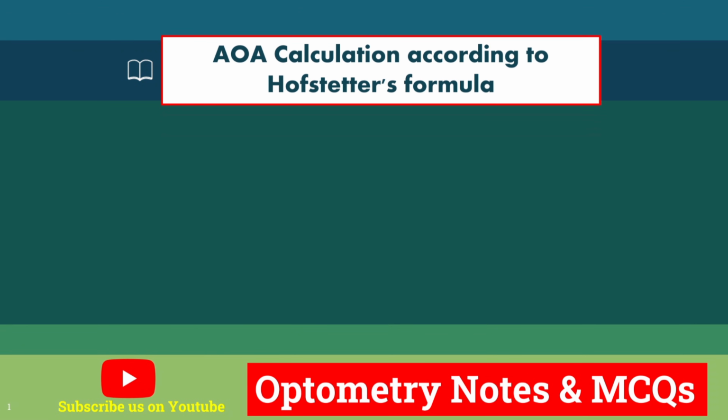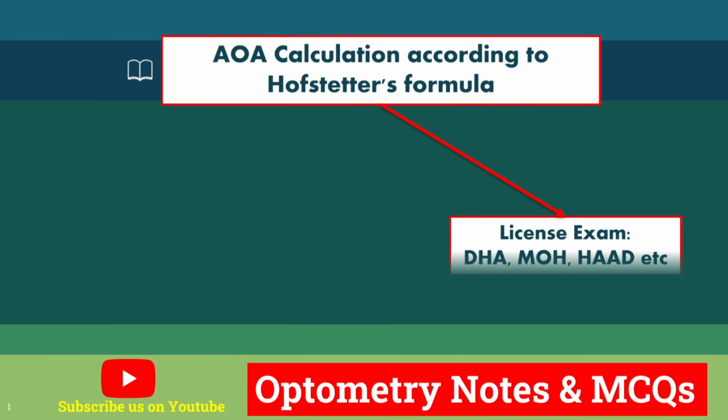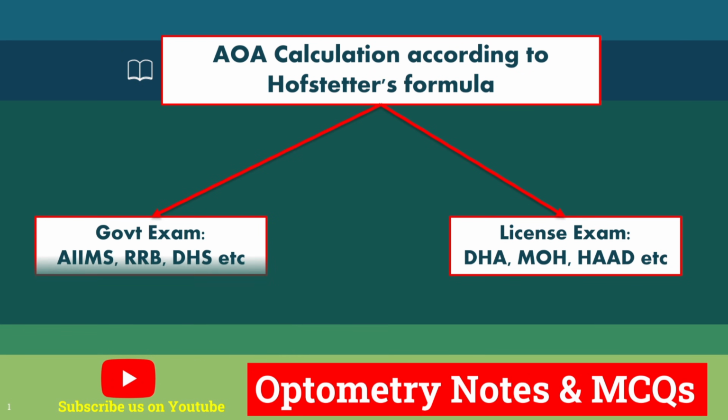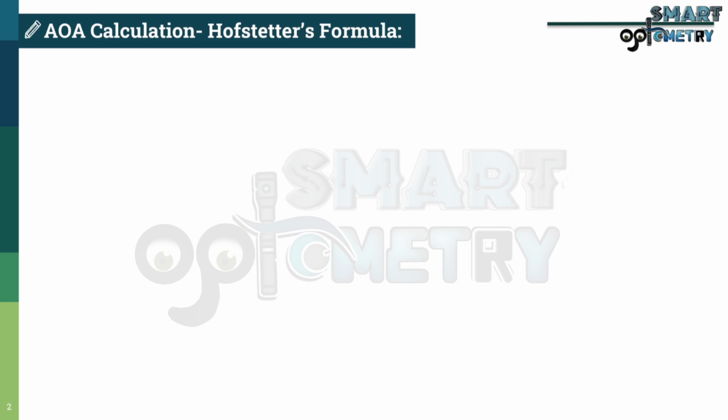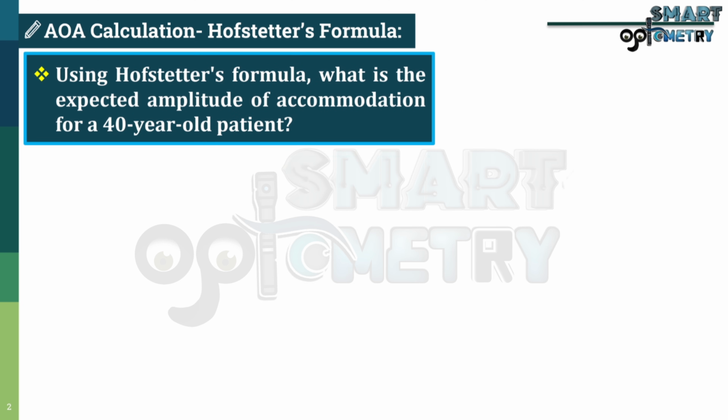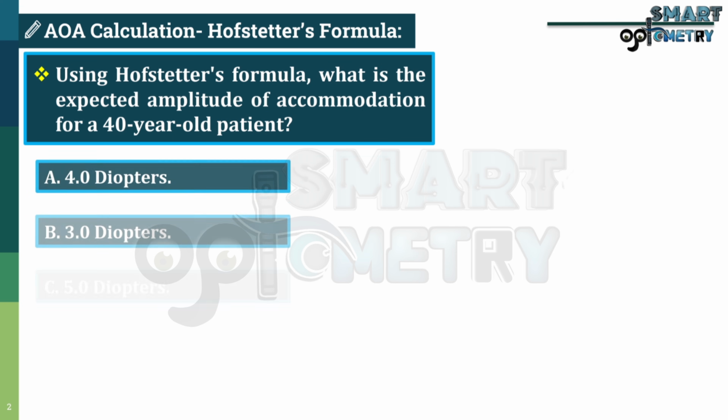In this video, I will discuss how to calculate amplitude of accommodation according to the Hofstetter formula. This type of question is very common in the optometry license exam as well as in the optometry Gov exam. Here is the question. Using Hofstetter's formula, what is the expected amplitude of accommodation for a 40-year-old patient? Here are the options.